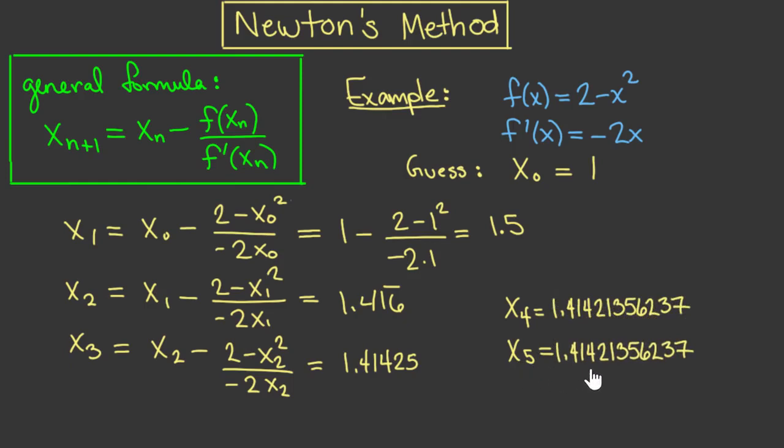So note that after only 5 steps, our approximation agrees with the actual numeric value of the square root of 2 up to 10 decimal places. That's pretty good. So now it's your turn to get some practice using Newton's method.